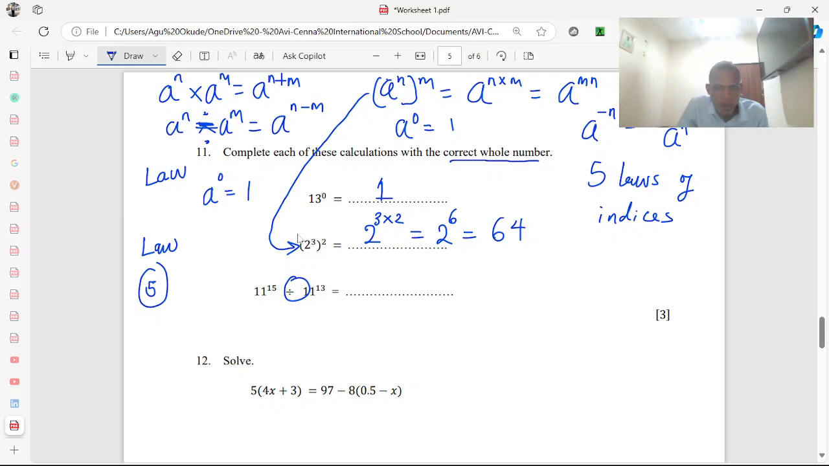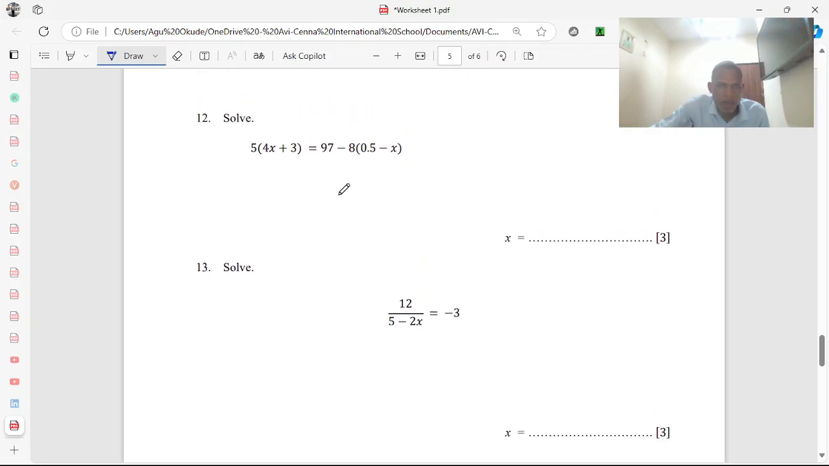For that reason, law 2 says you are going to subtract the powers. So which means I will take my base number 11. So you do 15 minus what? 13, right? So this gives us 11 to the power of what? 2. Now because the question says with the correct whole number, 11 squared is 121. That's the final answer, 121. Okay. Now for number 12, what I have here is this. Okay, so this is a simple equation.